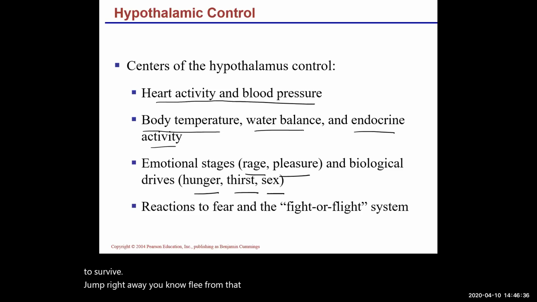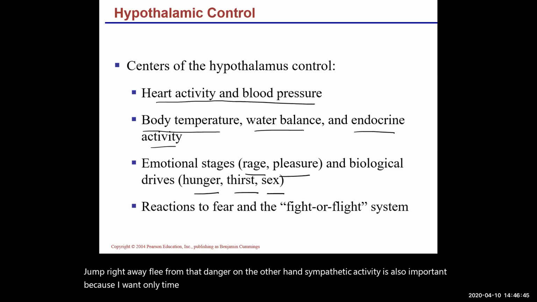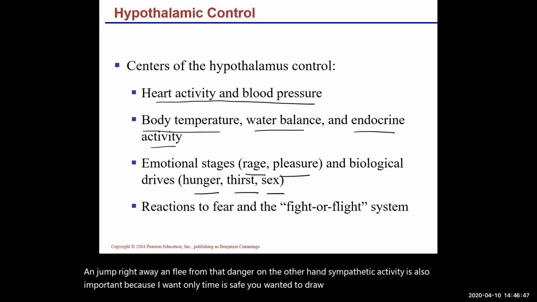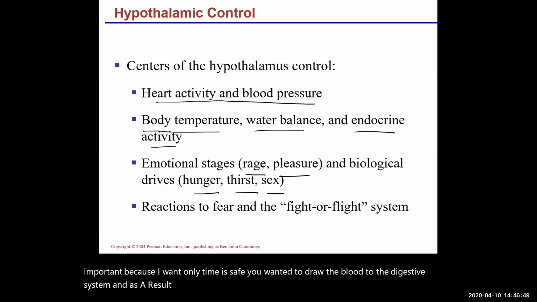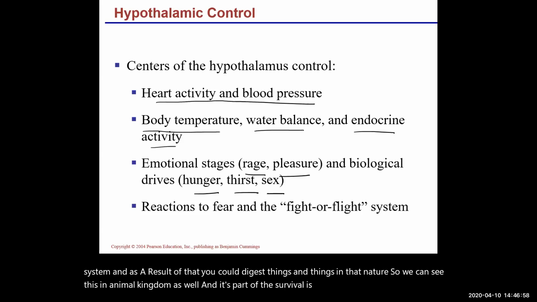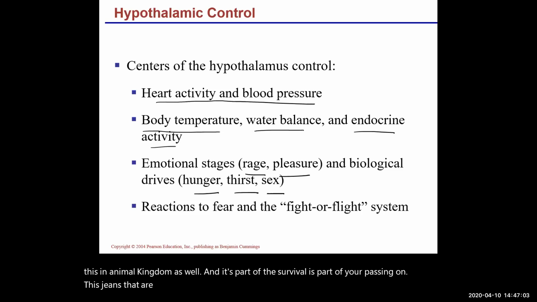On the other hand, parasympathetic activity is also important, because at one point in time it's safe. You wanted to draw the blood to the digestive system, and as a result of that, you could digest things and things in that nature. So we can see this in the animal kingdom as well, and it's part of the survival. It's part of our passing on these genes that are involved in these activities and so on to the next offspring, and we could see how we evolved throughout the time.